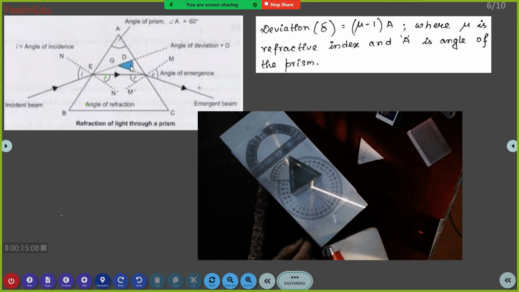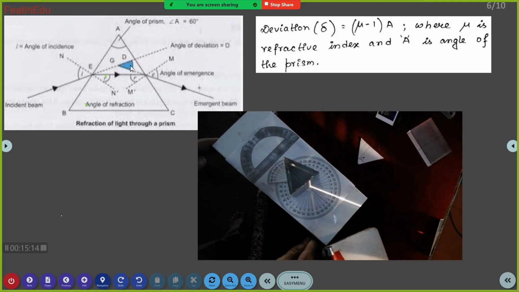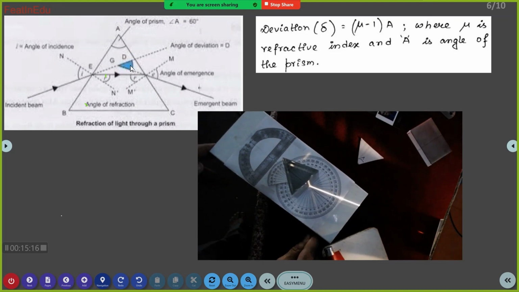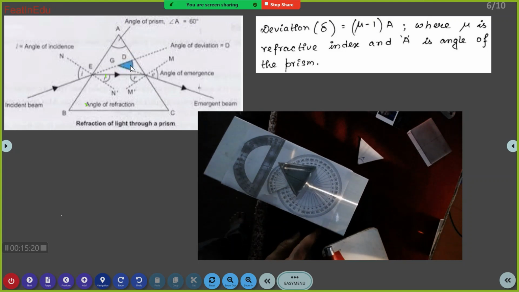You are able to follow? So as I am decreasing the angle of incidence, the angle of deviation is increasing. Can you see? Yes. Now it is 90 degrees. Whether it is total internal reflection or not, don't worry. The angle of deviation is something, not 90 degrees.